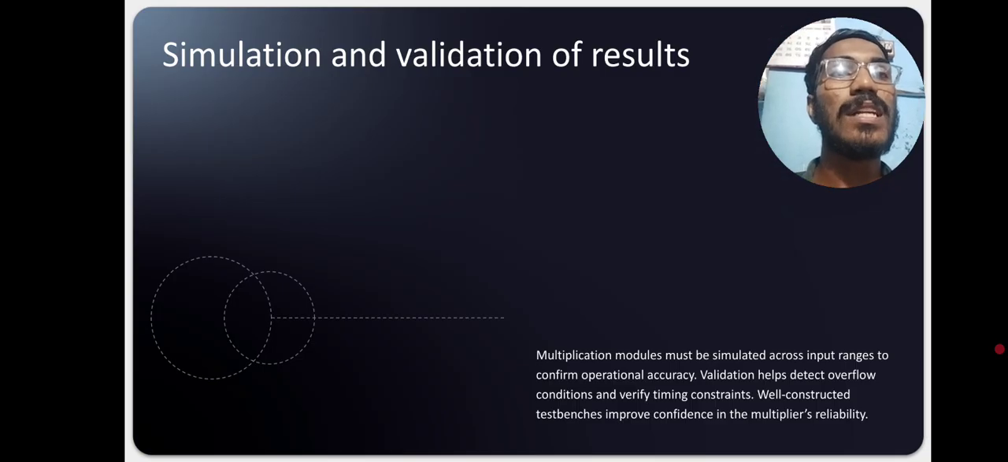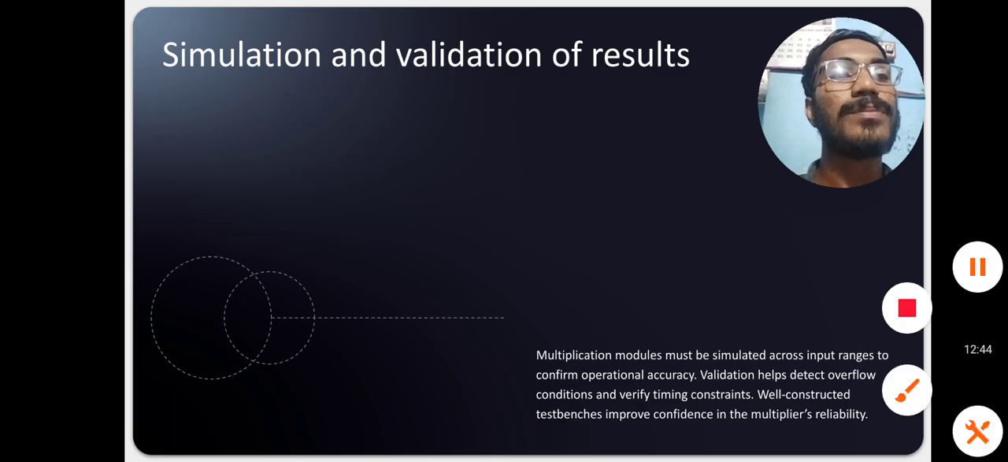Simulation and validation of results. We have seen the simulation and validation result of the multiplication. The multiplication module must be simulated across the input ranges to confirm operational accuracy. Validation helps detect overflow conditions and verify timing constraints are well constructed. The test benches improve the confidence in the multiplier and its reliability.